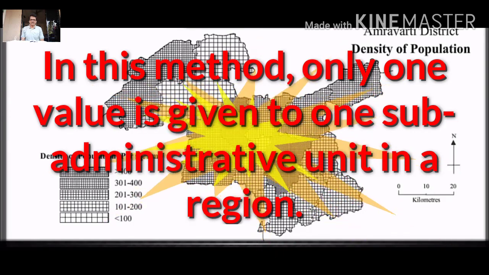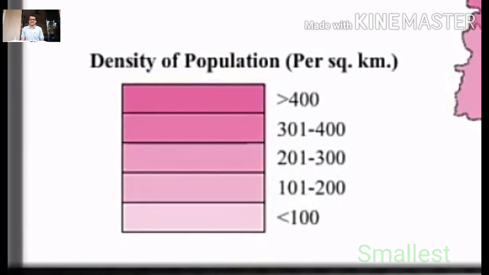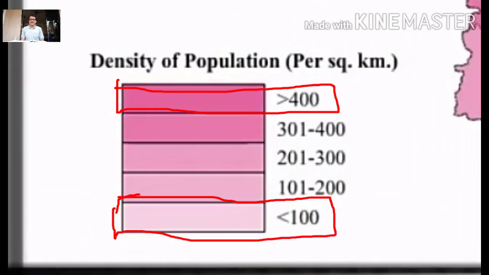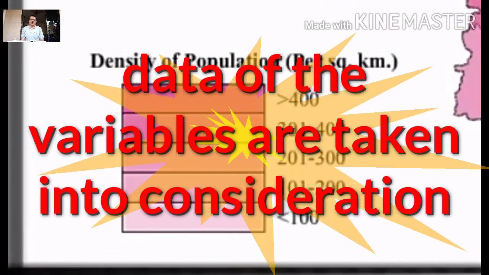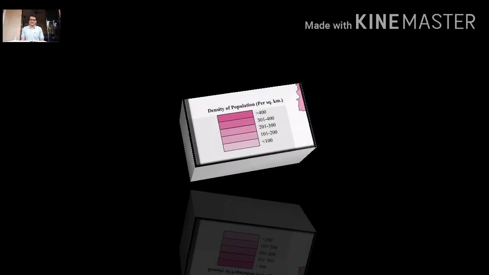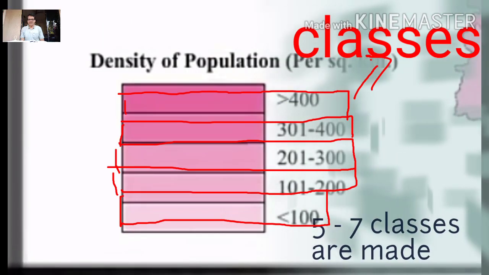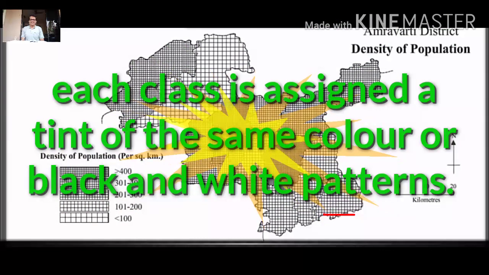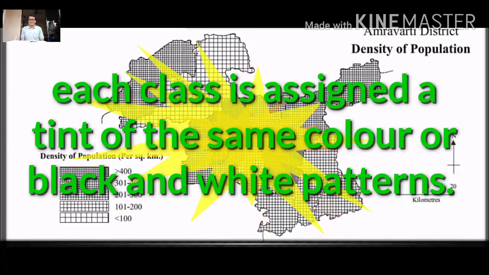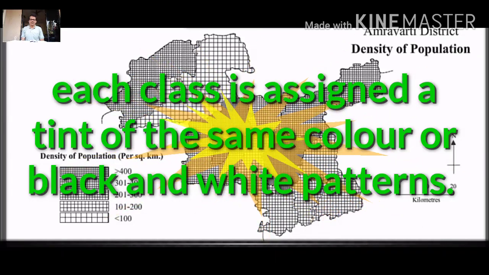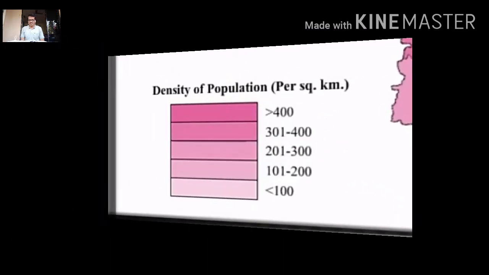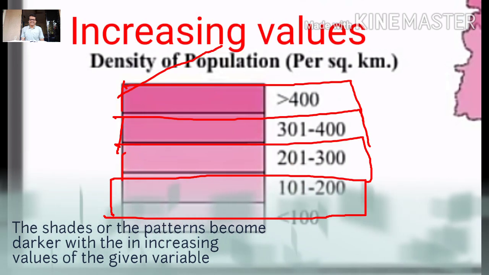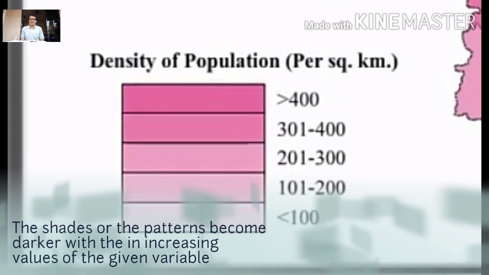The third point, in this method, only one value is given to one sub-administrative unit in a region. Fourth one, the smallest and the largest values of the given data of the variables are taken into consideration, and after that 5-7 classes are made. Fifth one, each class is assigned a tint of the same color or black and white patterns. The shades or the patterns become darker with the increasing values of the given variable.